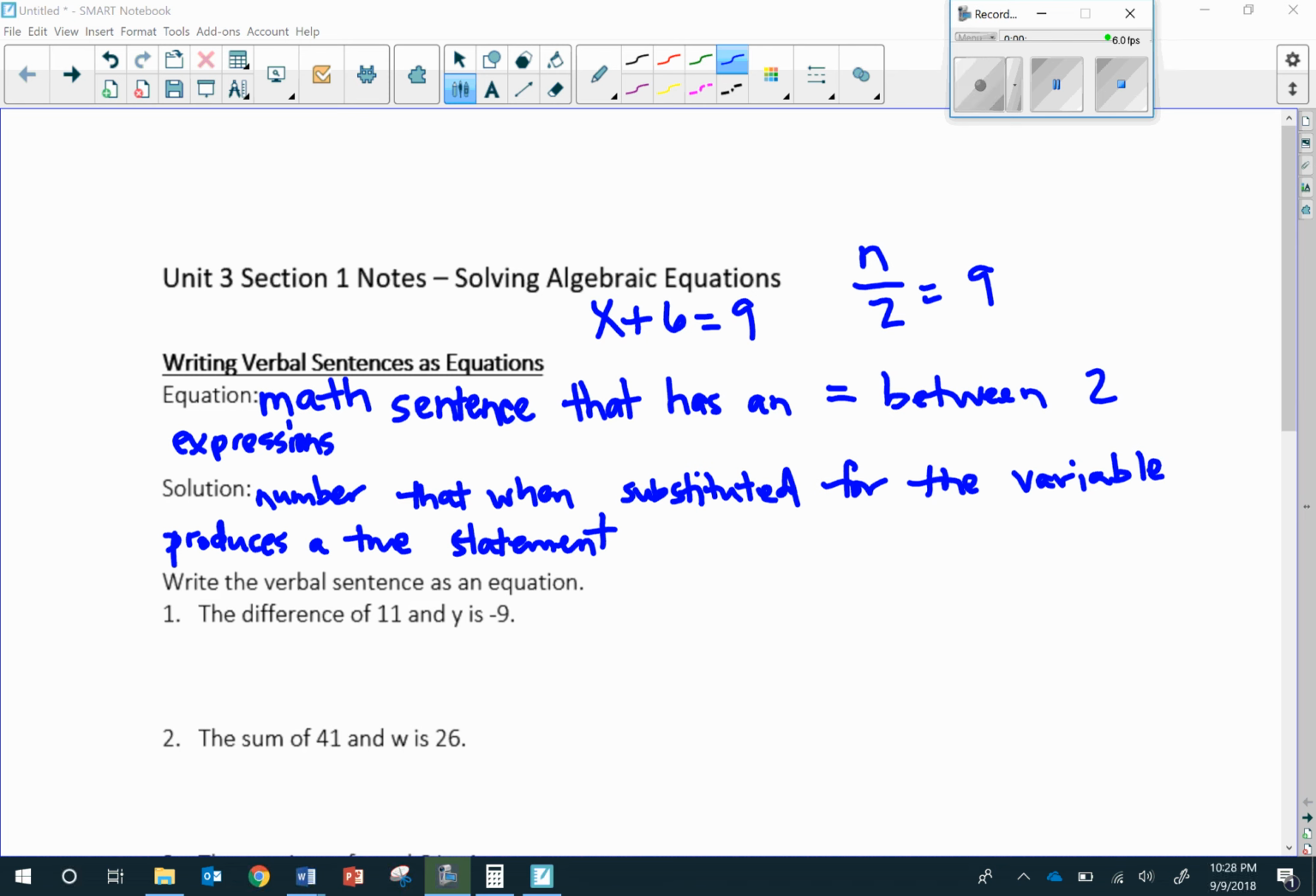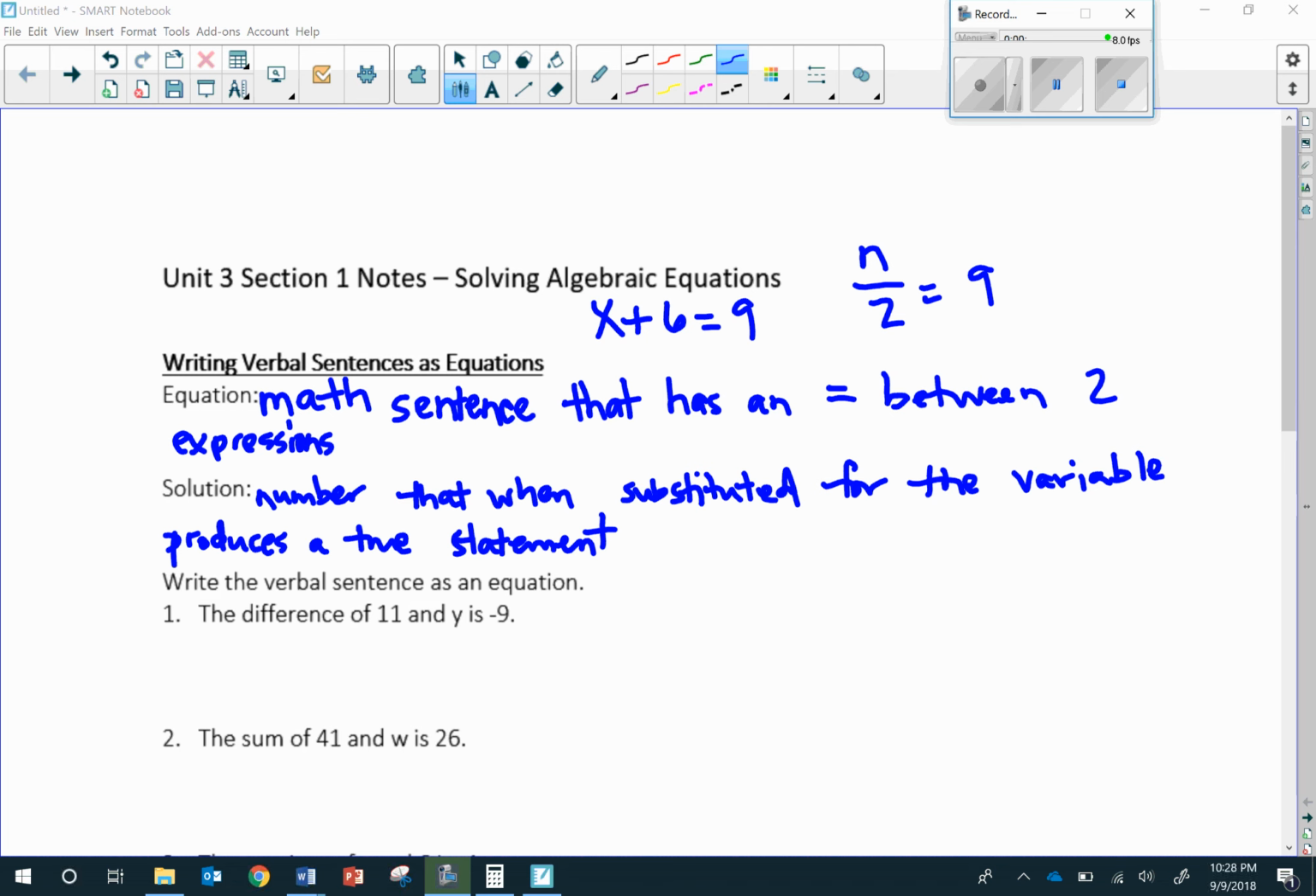Alrighty, we're going to go ahead and get started with the Unit 3, Section 1 notes. In this unit, we're going to start talking about how to solve algebraic equations. In a previous unit, we talked about expressions not having equal signs, and that's the difference between an expression and an equation. So you'll see here that an equation is a math sentence that has an equal sign between two expressions. Above that definition are two examples.